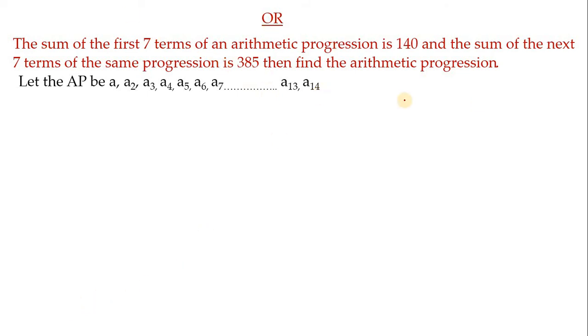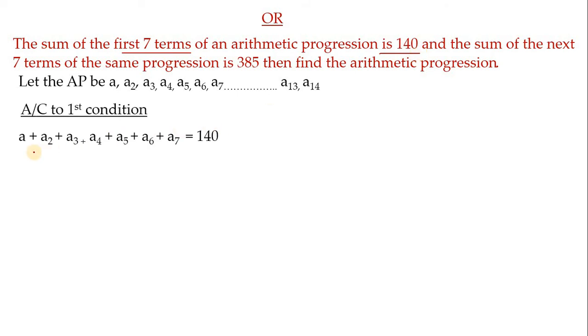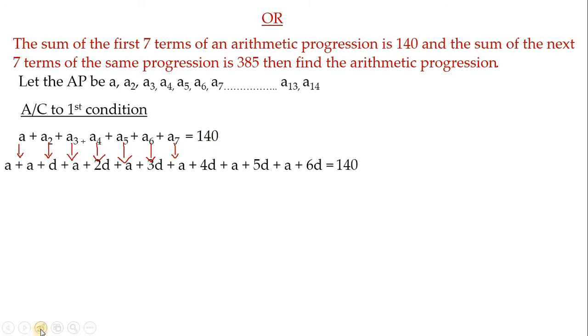Next, look at the problem and see the first condition. The sum of the first 7 terms of the arithmetic progression is 140. So how do you take the first 7 terms? You can take like this. A1 plus A2 plus A3 plus A4 plus A5 plus A6 plus A7 is equal to 140. Now the A1 value we can write as A itself. A2, how can you write? A plus D. A3, how can you write? A plus 2D. A4, how can you write? A plus 3D. A plus 4D. A plus 5D. A plus 6D. Just like this. And 140 write as it is.